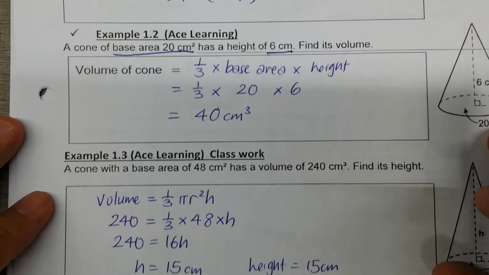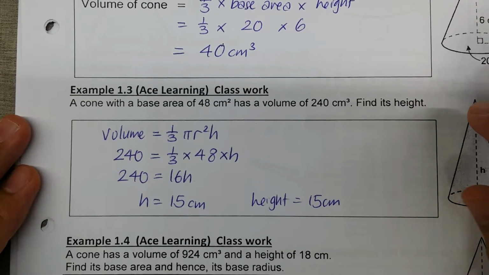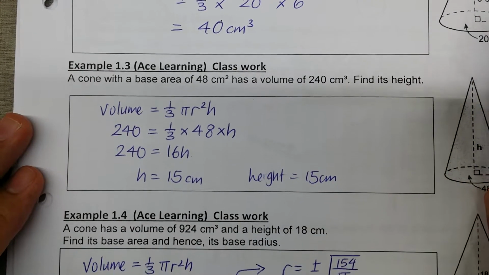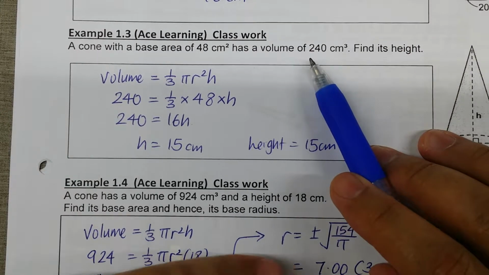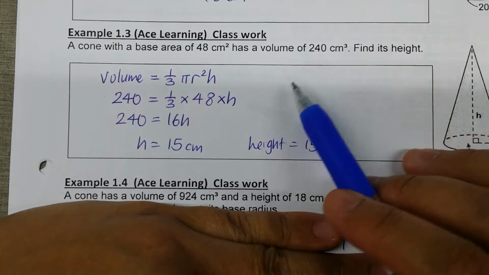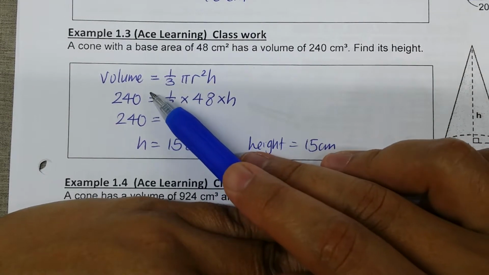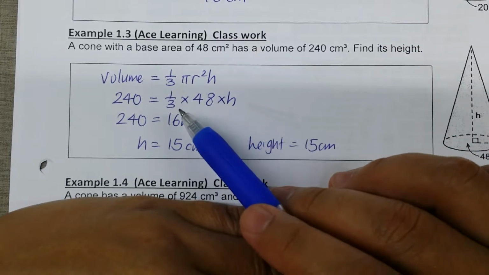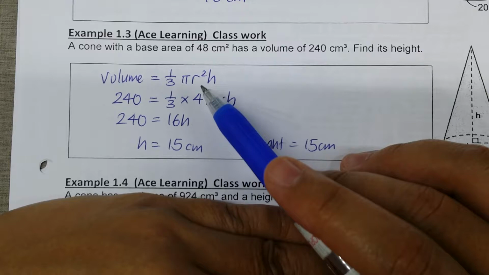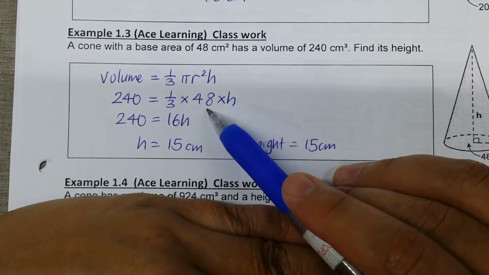Okay, example 1.3. Example 1.3 is the reverse type of question. They give me the volume instead. Alright, so same strategy. I write down the formula. Volume equals to 1/3 pi r square h. Then take a look at the question. What should I sub in? Oh, 48, I sub in as what?